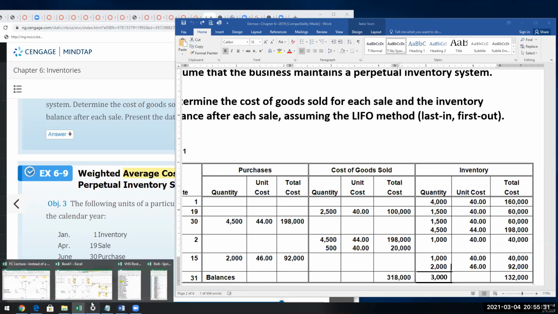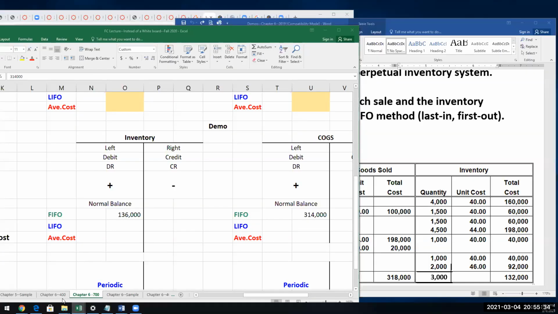So if I were to come over to my trusty Excel spreadsheet, I would say right now, for my inventory with LIFO, it's going to be 132. And with LIFO, for my cost of goods sold, it's 318. So what you are seeing here is that I've got totally different numbers based on the same assumptions. The same sale, the same purchases, everything's the same except when do I count the inventory? Is it first in, first out, or last in, first out?